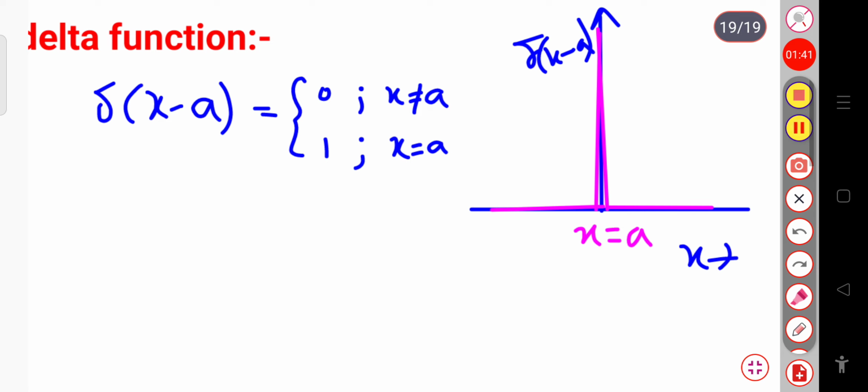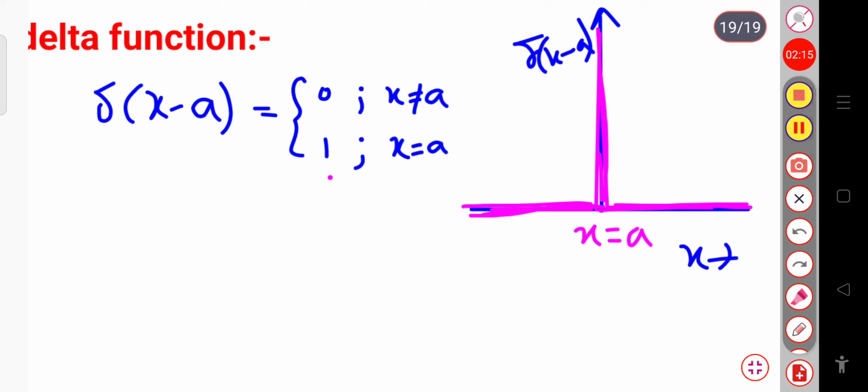So it means that at this x equal to a point, delta of x minus a equals 1, and at every point except x equal to a, its value will be 0. You can see that this line represents x equal to 0, and here also this is the x equal to 0 point, and at this x equal to a point, its value will be equal to 1. So this basically represents the Dirac delta function.